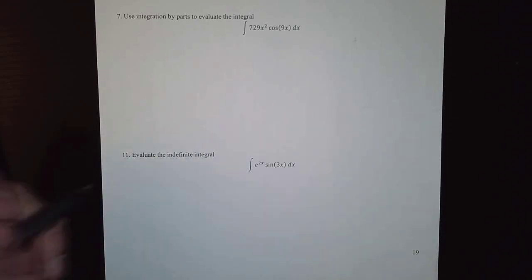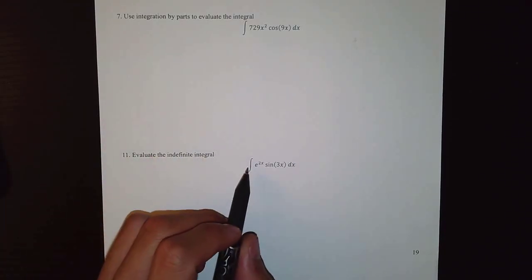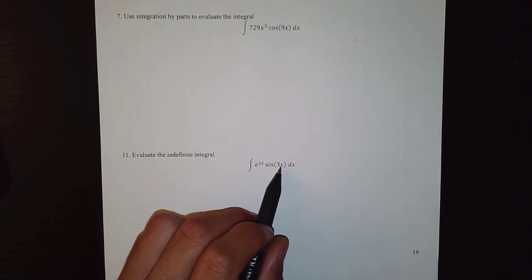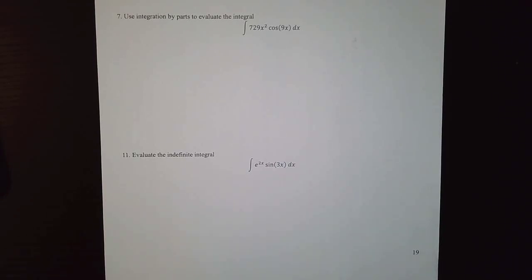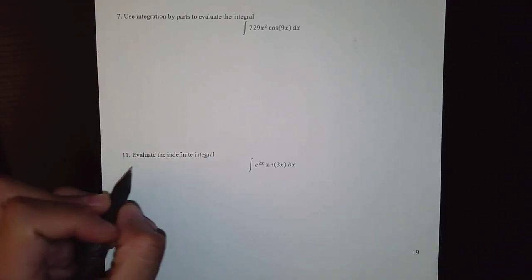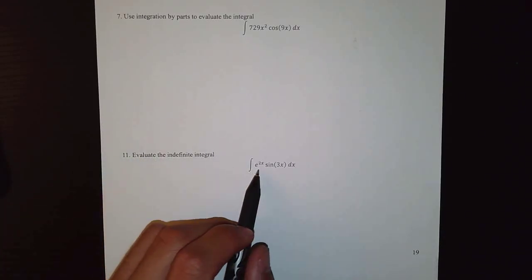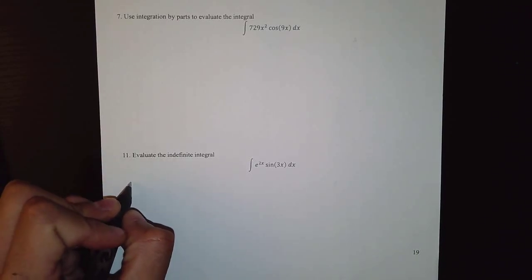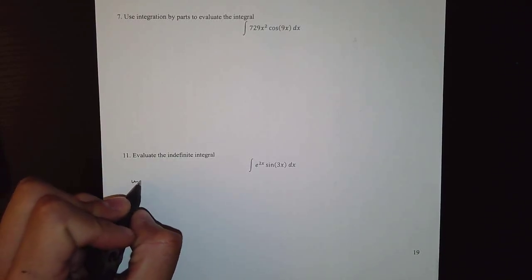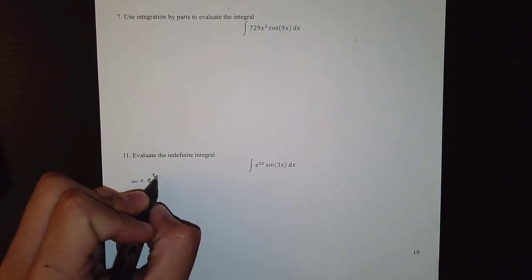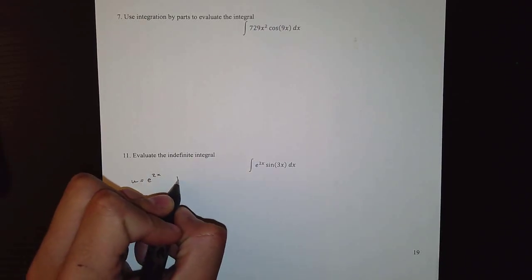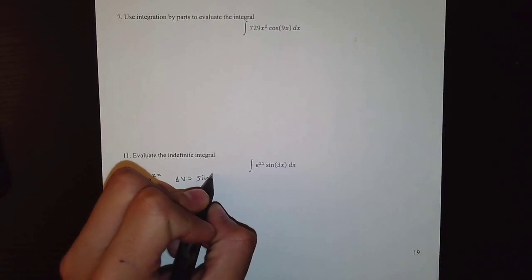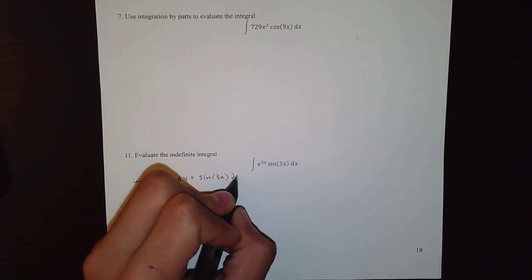Problem 11 says, evaluate the indefinite integral, the integral of e to the power of 2x times sine of 3x with respect to x. And so we have to use integration by parts. So I'm going to start by letting u equal e to the power of 2x. Well, that means dv would have to be sine of 3x dx.